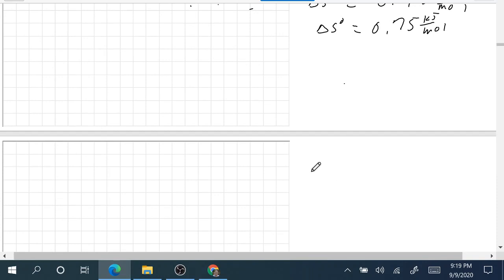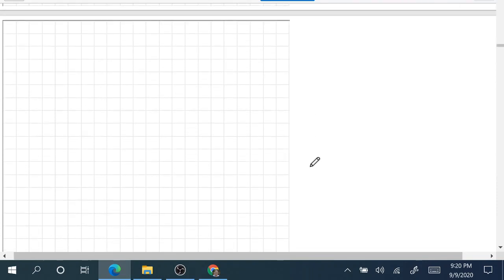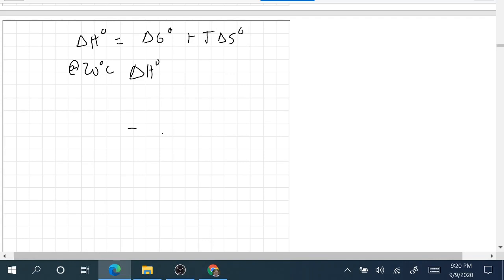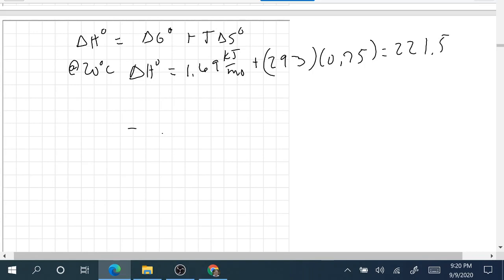Okay, so our equation for that is delta H naught is approximately equal to delta G naught plus T delta S naught if we rearrange our equation. Okay, and so that means that at 20 degrees C, delta H naught is equal to 1.69 kilojoules per mole plus 293 times 0.75 is equal to 221.5 kilojoules per mole.